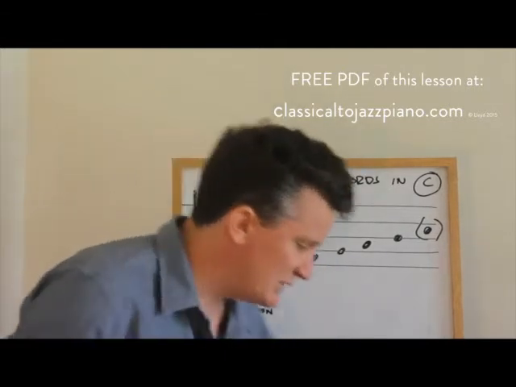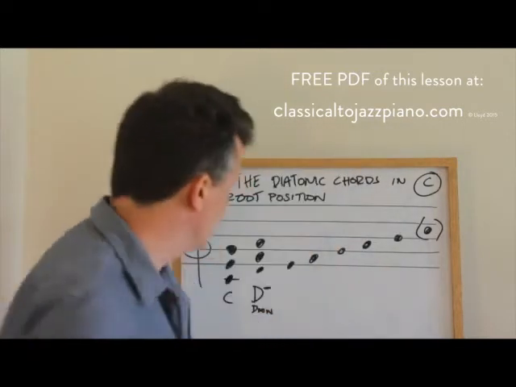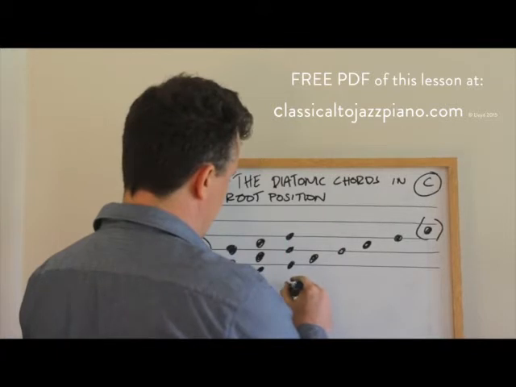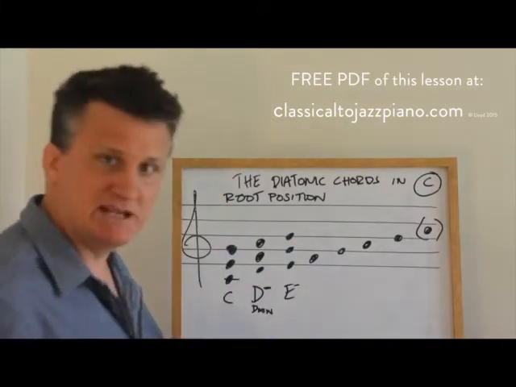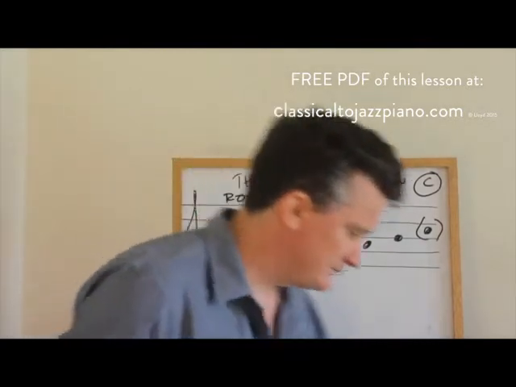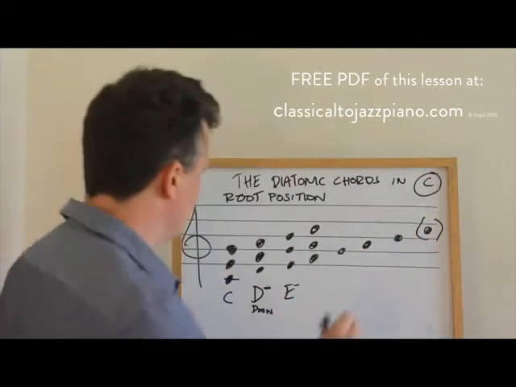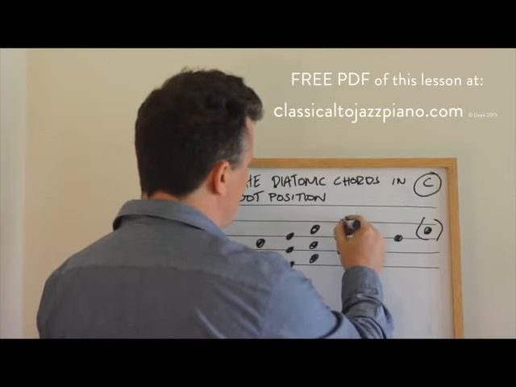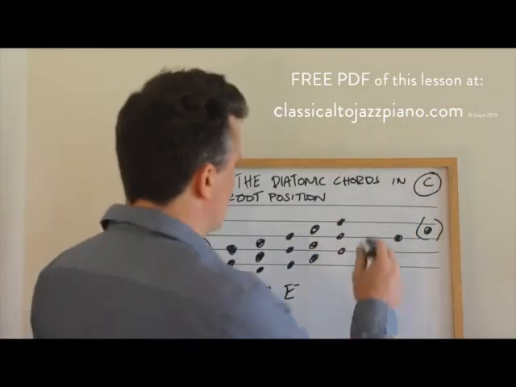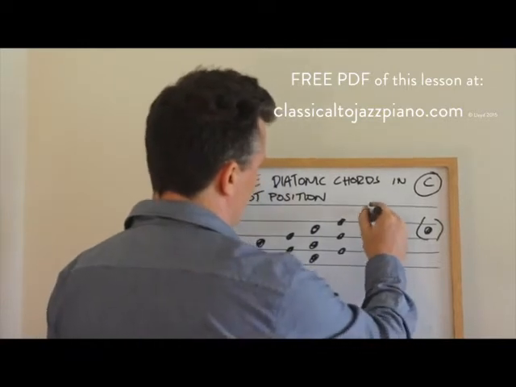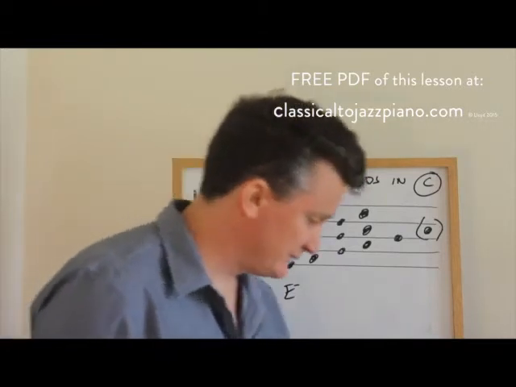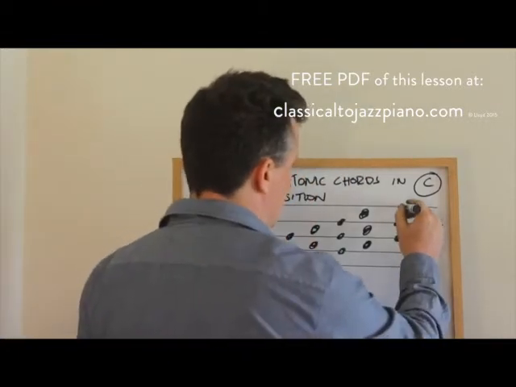If we move it up to the next one, there it is. You've got E minor. Then you've got F major for the next one. That's what it sounds like. Then you've got G major for the next guy, and then A minor for the next guy, and then you've got B diminished after that. We're going to talk about him a bit later.